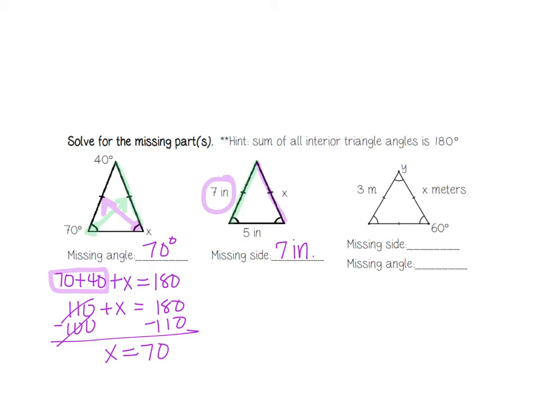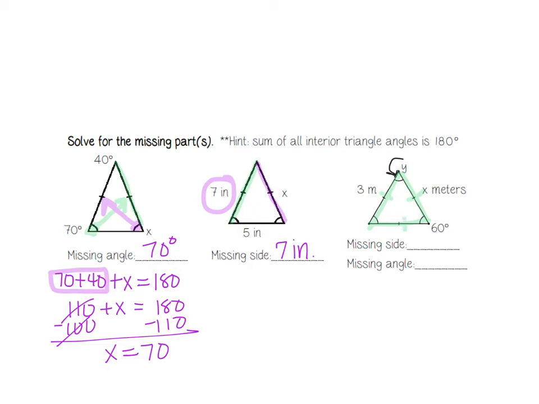Now over here it is asking us to find both the x and the y. The y is talking about that angle, and the x is talking about that side. Because we've already talked about isosceles triangles and equilateral triangles, I know that all three sides are going to be the same because I see that congruency tick mark right there that lets me know that.